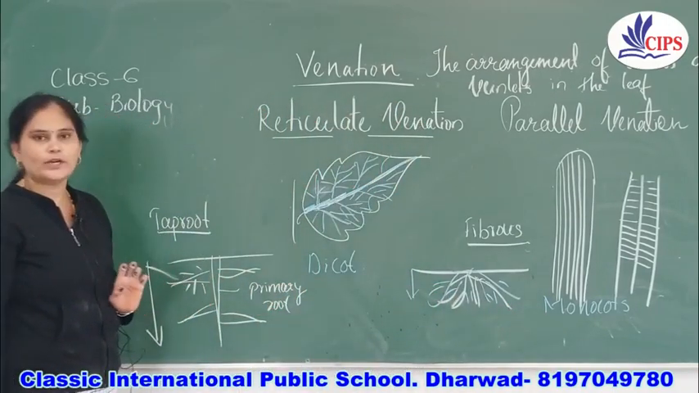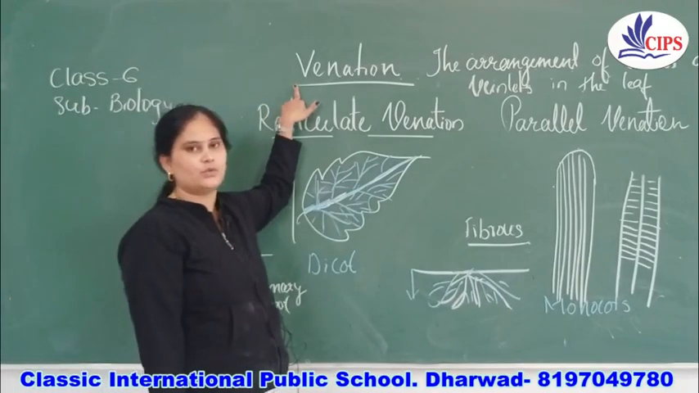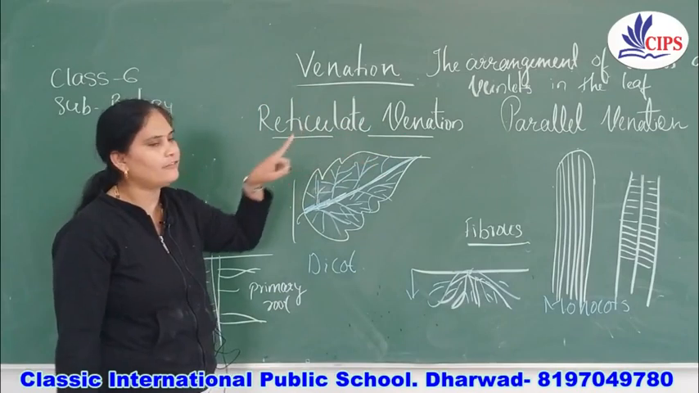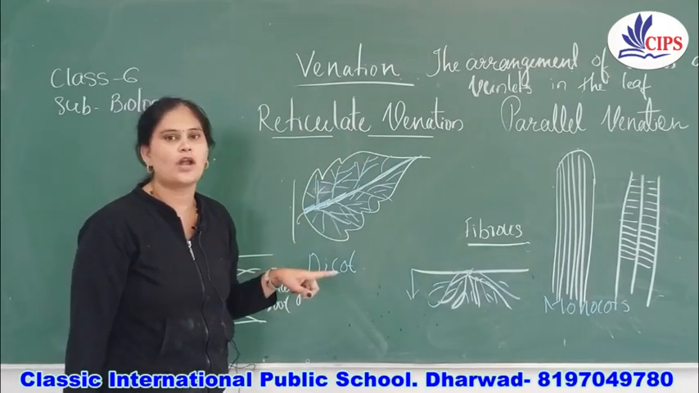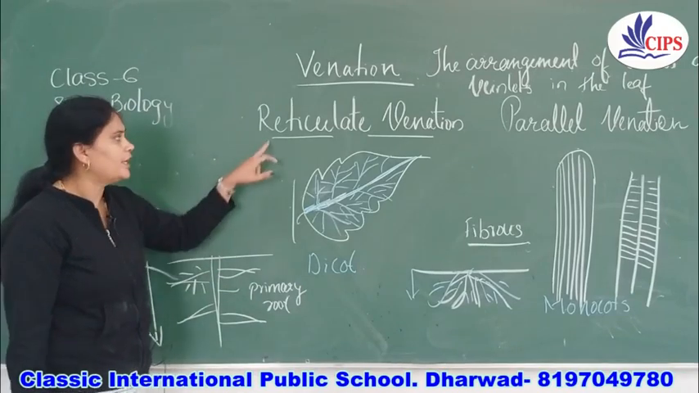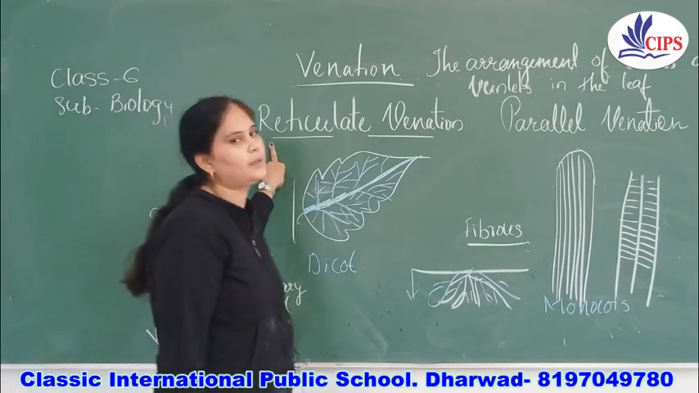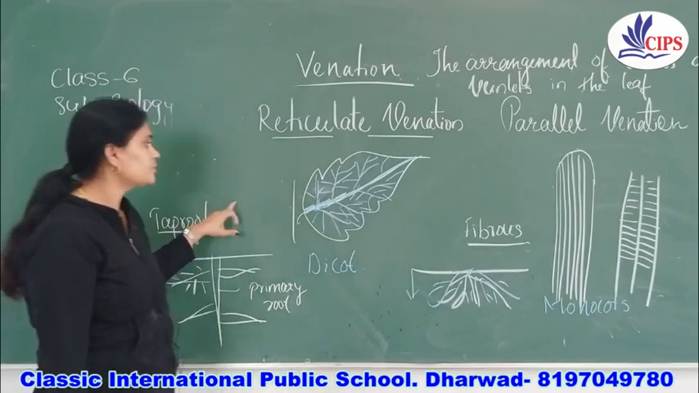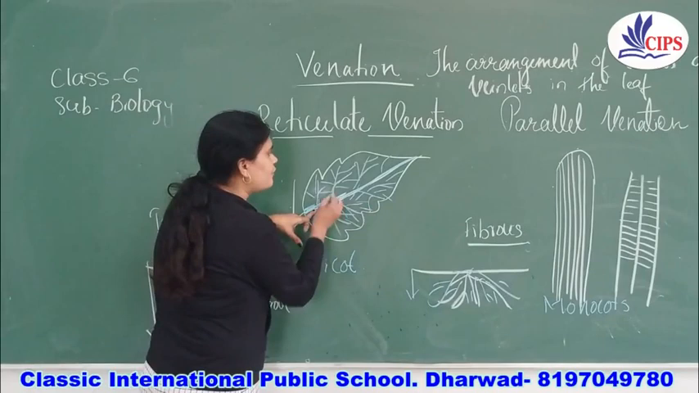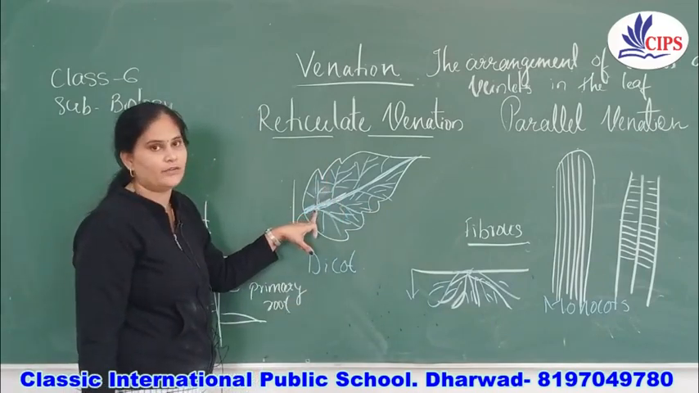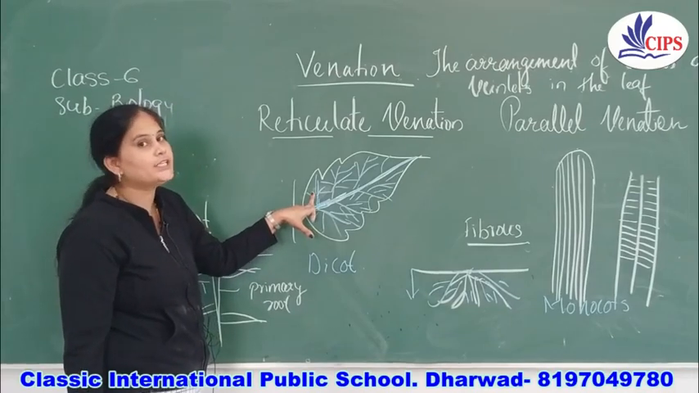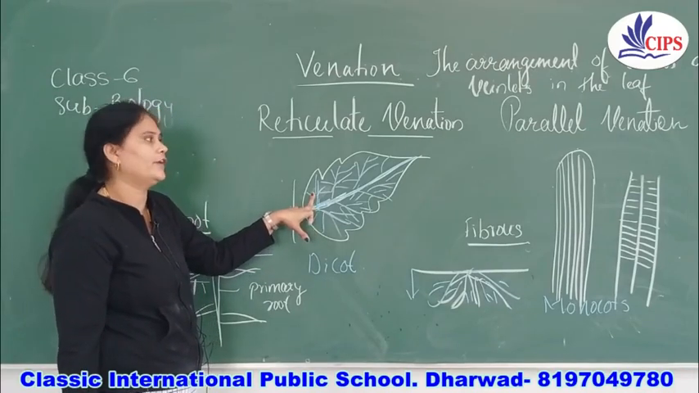Okay, let's see venation one more time. What do you mean by venation? The arrangement of veins and veinlets in the leaf is called venation. There are two types of venation: reticulate venation and parallel venation. In the reticulate venation, the veins and veinlets form a network in the leaf. Such type of venation is called reticulate venation.